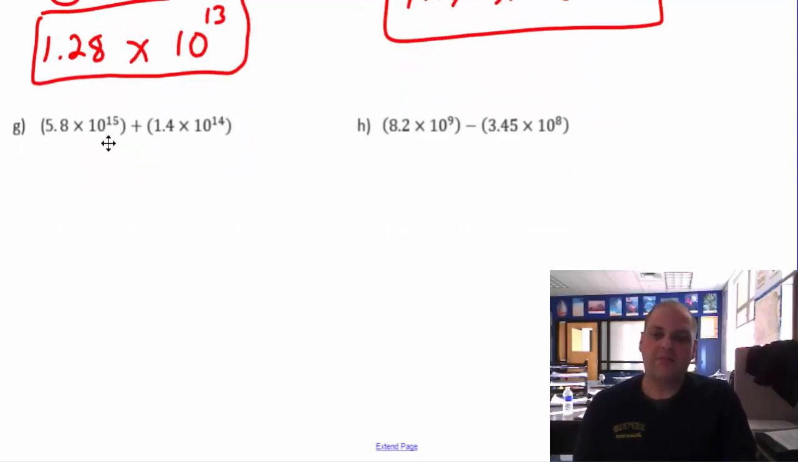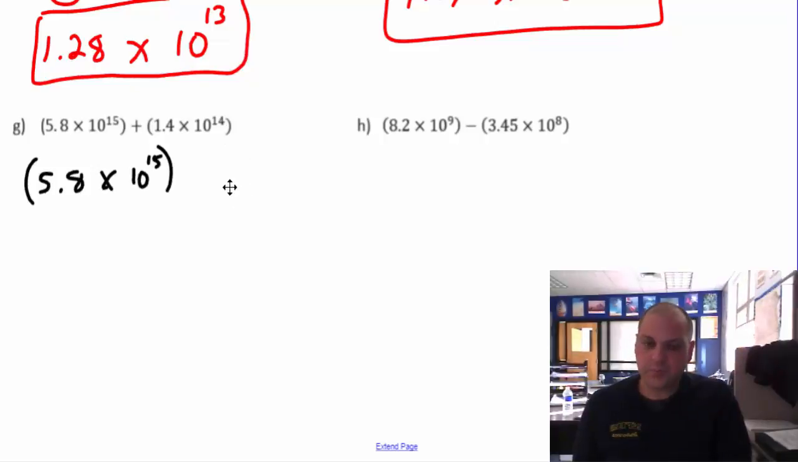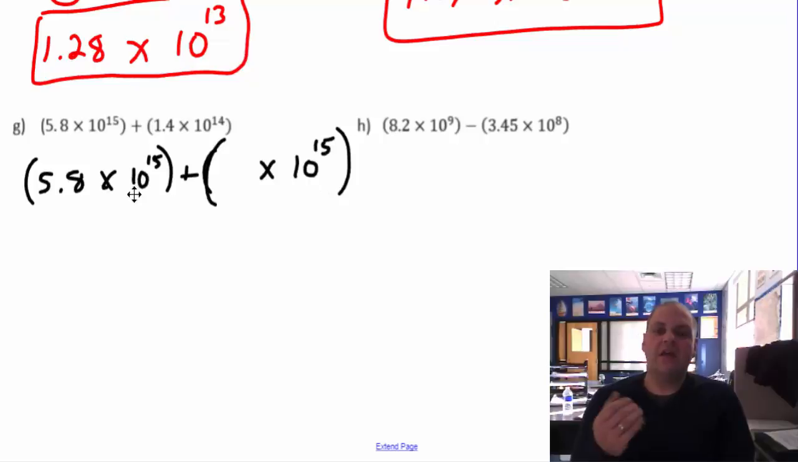How about these? Now, pay close attention here. These are probably the hardest ones you're going to have to do. I have 10 to the 15th, and I have 10 to the 14th. That's not going to work. What you want to do is take it to your higher exponent. So let's leave this one alone, 5.8 times 10 to the 15th. And let's write this one as times 10 to the 15th. So make the powers of 10 the same. 10 to the 15th, 10 to the 15th.